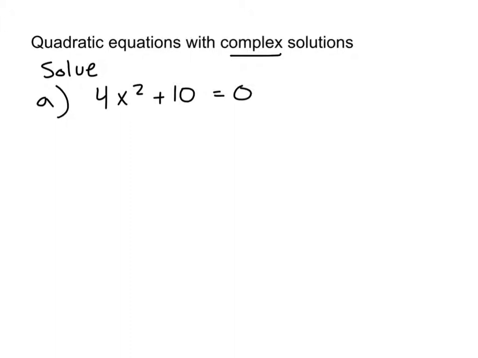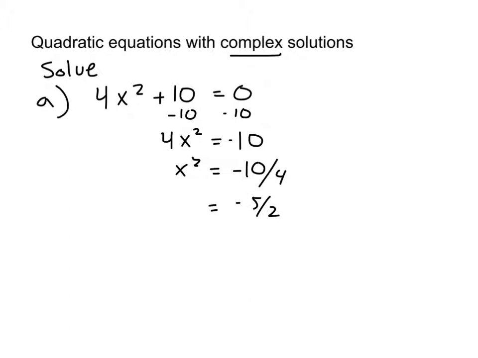So I can subtract 10 from both sides. I'm trying to solve for x. So I'll get 4x squared equals negative 10. I can divide both sides by 4. So I'll have negative 10 divided by 4, which is negative 5 halves.